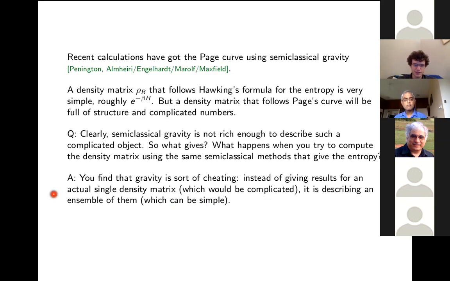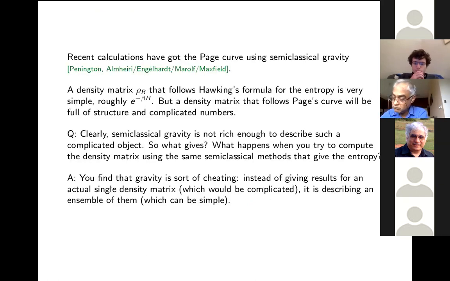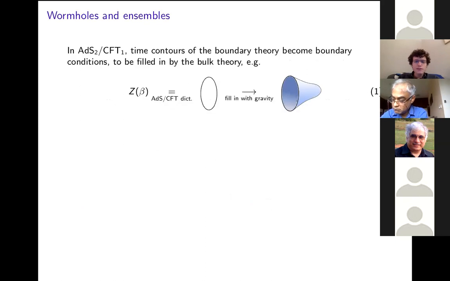So that's a summary of what semi-classical gravity seems to be doing and how it's able to give the Page curve without having enough complexity to describe a real interesting density matrix. Okay, so let's start discussing where this ensemble comes from, and try to motivate why gravity is describing an ensemble.